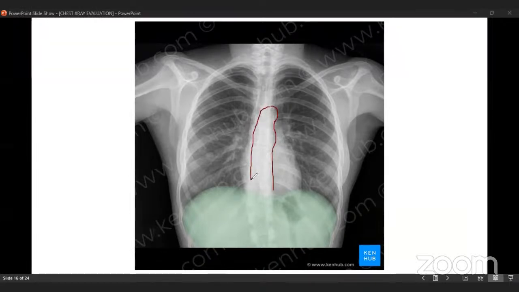Okay, so the aortic knuckle should always and always be conspicuous on the chest X-ray image, unless they say the patient is having a pathology that is obscuring the area where we can see the aortic knuckle. All right. Okay.